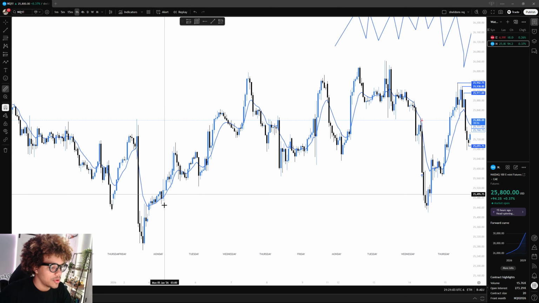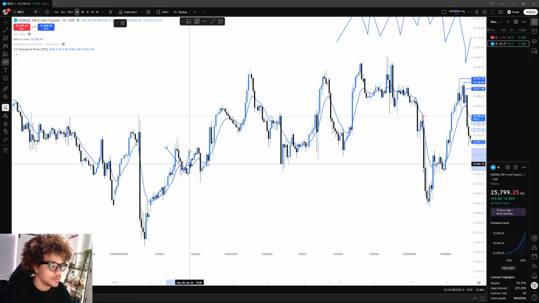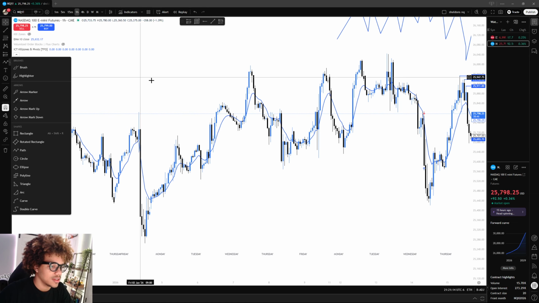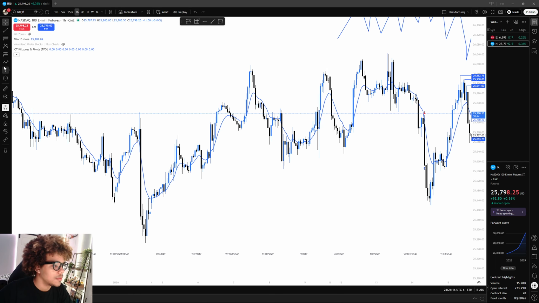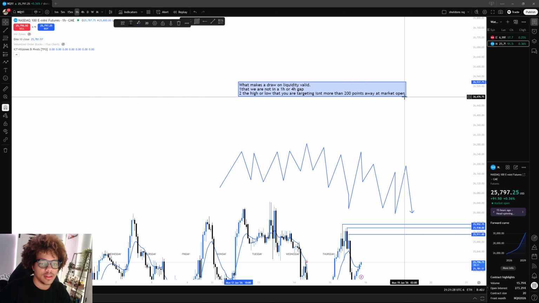We make the move that we want for the day, our 200 points. Next day, make the move that we want, and we kind of just do nothing. Again, where's that tool at? Come down, and then do nothing. So we only want to be targeting draws that are within a market's expected range.